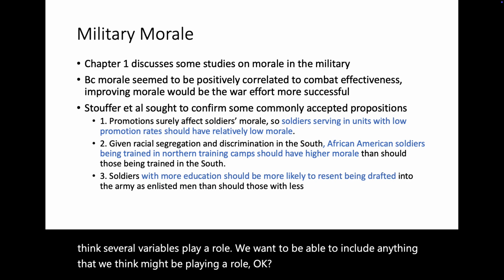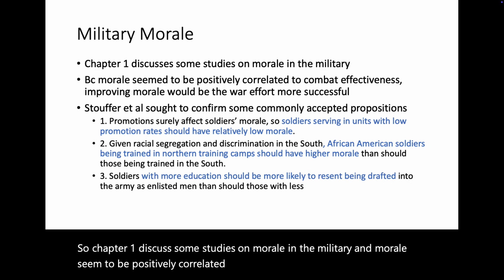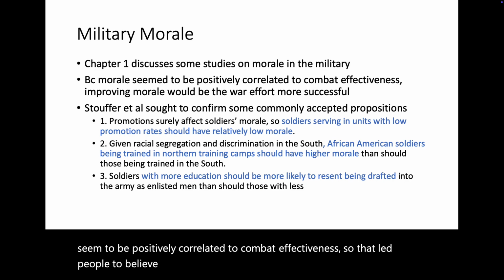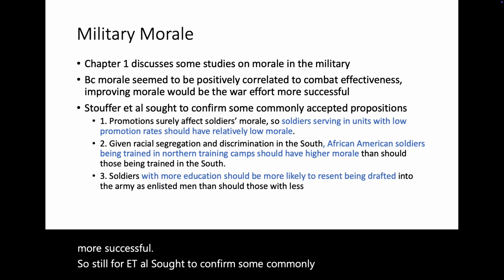So, Chapter 1 discussed some studies on morale in the military, and morale seemed to be positively correlated to combat effectiveness. So that led people to believe that if we can improve morale, the war effort would be more successful. So Stouffer et al. sought to confirm some commonly accepted propositions about this.